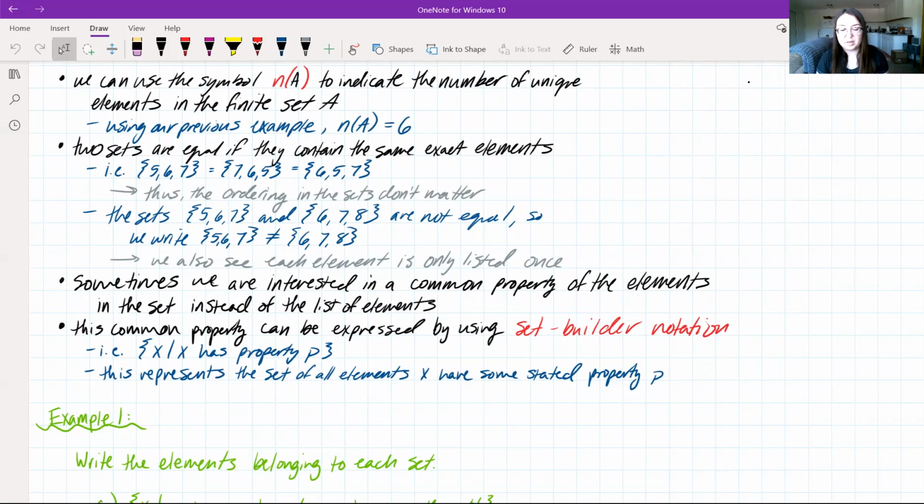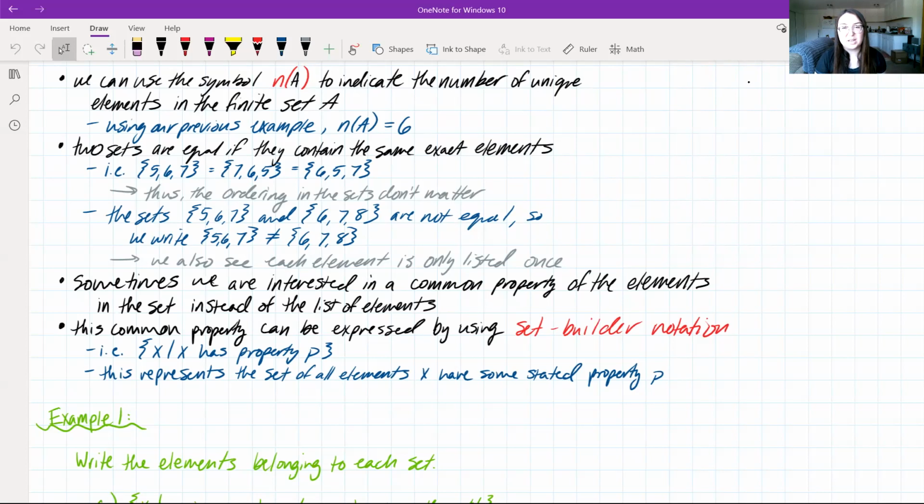We also see that each element is only listed once. This isn't always going to be the case, but in the cases that we're going to look at, especially for this section, we'll only see each element listed one time. Sometimes we are interested in a common property of elements in the set instead of the actual list. A common property can be expressed using set builder notation. This is a different way of writing a set. So instead of having curly brackets with a long list of numbers, we can just have a set builder notation to call all the elements that have a certain property.